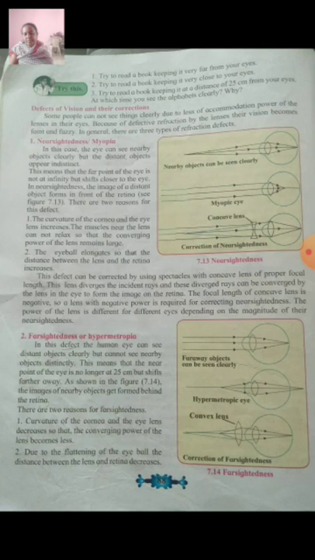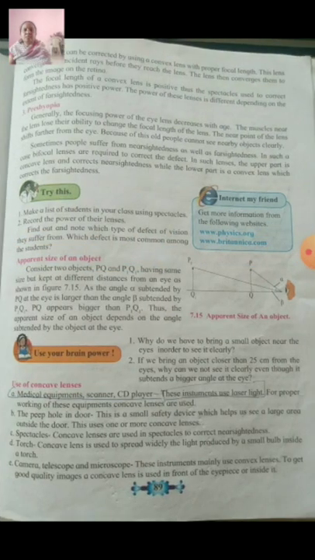Then see our next point, apparent size of an object. We can see diagram number 7.15. In this you can see the apparent size of the object. There are two objects PQ and P1Q1. Both have the same size, but they are kept at different distances from our eye as shown in the figure. The angle alpha is the angle made by the object PQ with the eye, and the angle beta is the angle made by the object P1Q1 with the eye. Both objects are of the same size, but the angles are different.